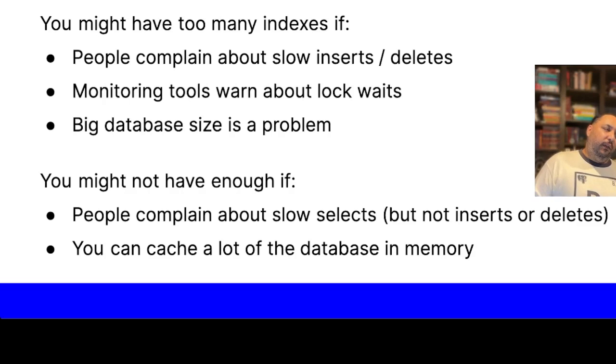Well, here's a simple heuristic, I would say. You could have too many indexes. If you see people complaining about slow inserts or deletes, I would say maybe you have too many indexes. If you're using monitoring tools and you see anything around lock waits, that could potentially be a sign. Depends on what your app is doing, but the more indexes are involved and write activity on those indexes, there is under-the-hood locking that Postgres does have to do in order to keep everything straight. So that could potentially be a warning sign.